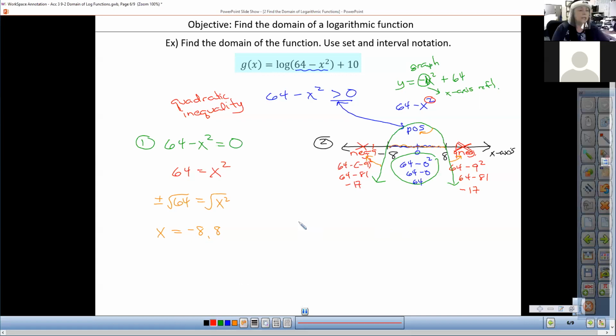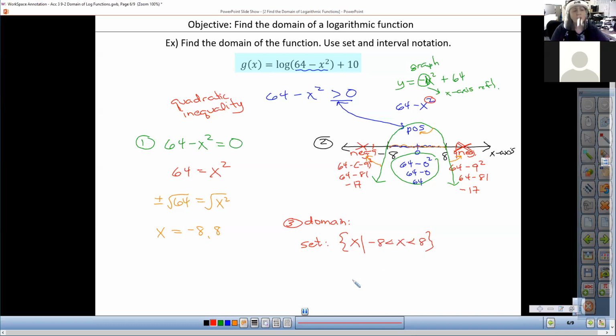So now I'm going to write my domain in my two notations. My set notation, now, we've done this before, but it's been a while. Set of all x's such that this section, this interval, is bounded by two real numbers. That creates what we call a compound inequality that is written negative 8 is less than x, and x is less than 8. Notice both symbols are less than symbols, and they have to be for the math to make sense, because this is saying that our x's are greater than negative 8, and our x's are also less than positive 8.